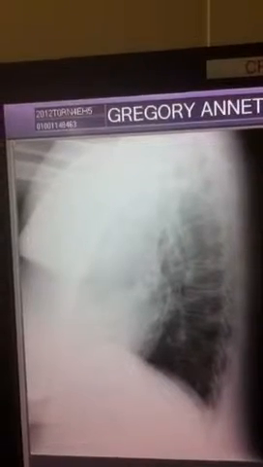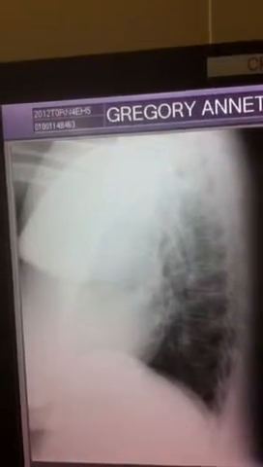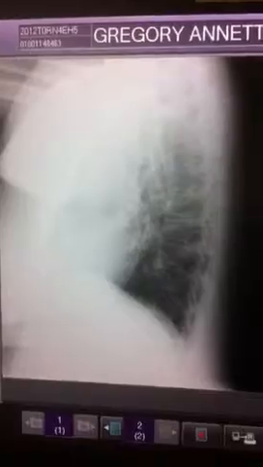And the apices and costophrenic angles should be included. And the mid-sagittal plane of the patient should be vertical, should not be leaning forward. And the hilum should be in the center.